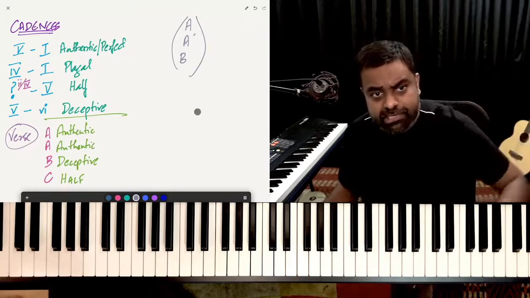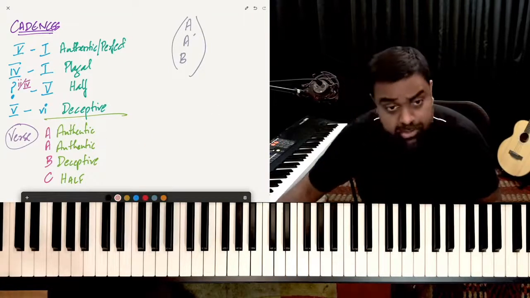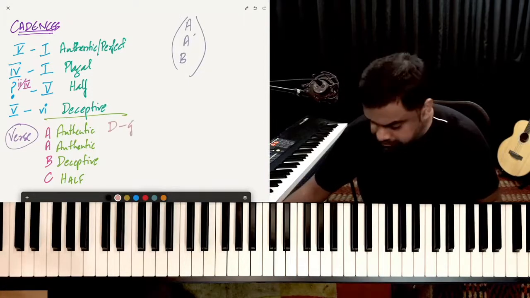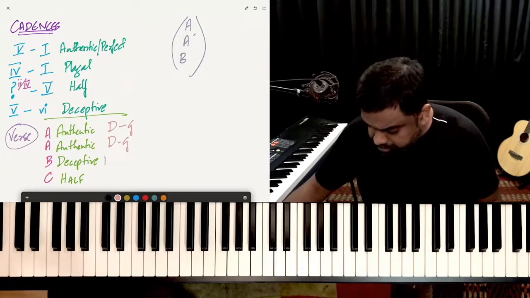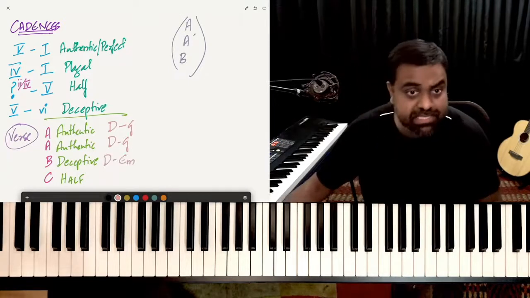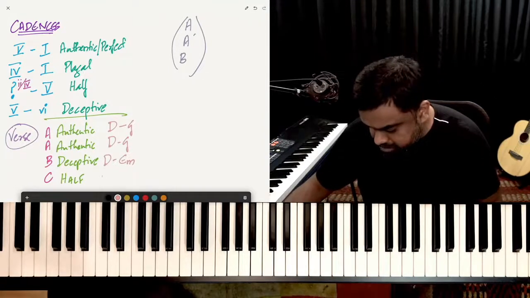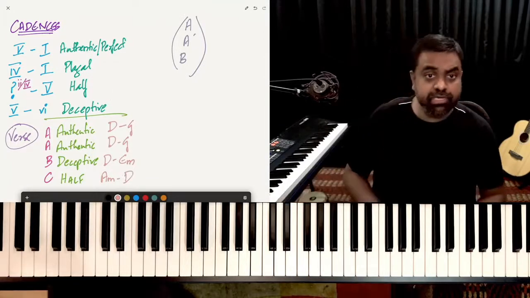So if I have to build authentic, deceptive, half on the G major scale, what's going to happen? Authentic is 5 going to 1. That's your D to G. D to G once more. Then I want to deceive the ear of the listener, as it's called there. So D to E minor, and then let's do an A minor just to bring in another minor, and then we end on the dominant chord.